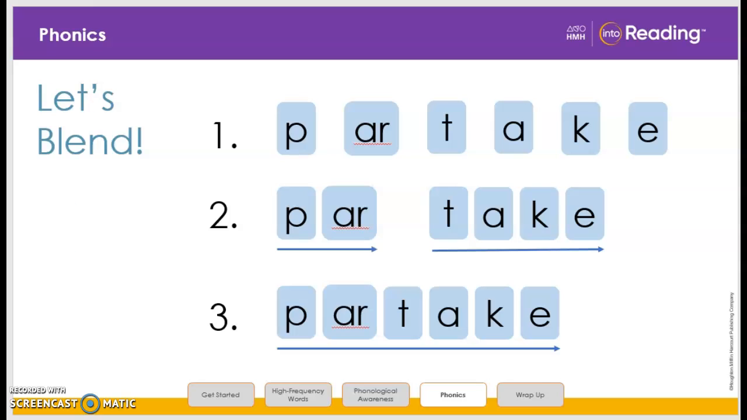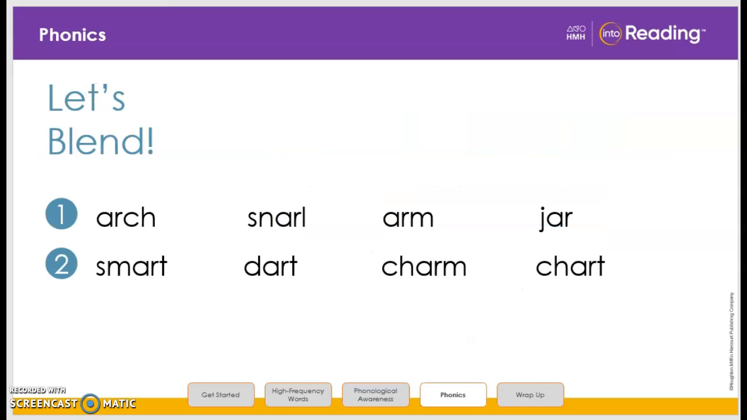So let's do some blending practice. We're going to blend these together. Are you ready? Arch. Snarl. Arm. Jar.